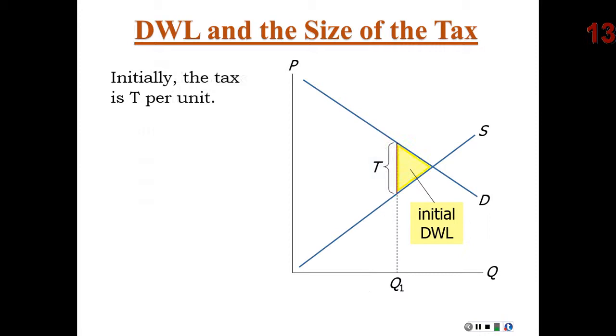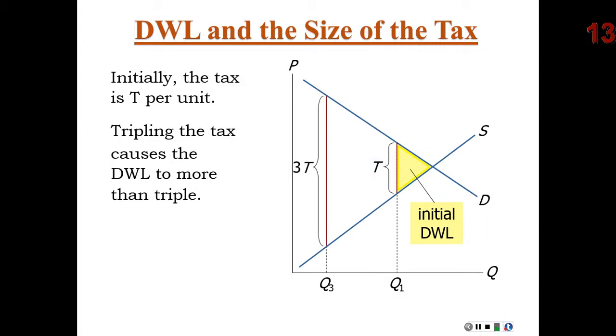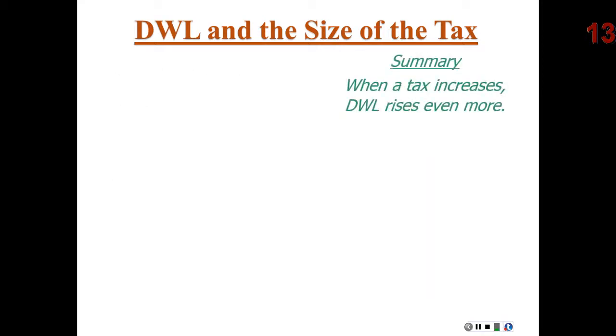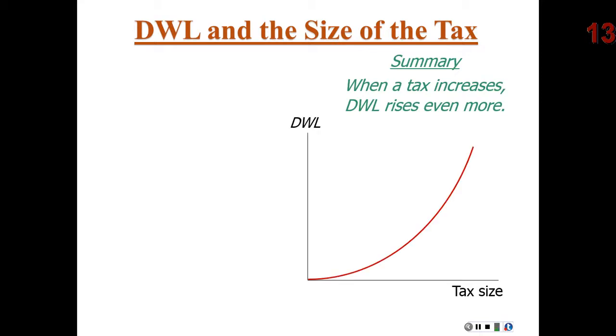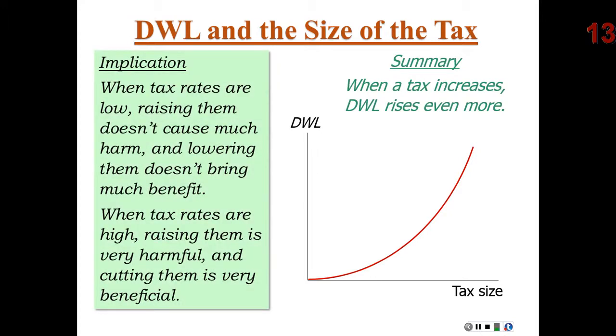And if we tripled the tax, the deadweight loss would more than triple, just because of the shape of the supply and demand curves. So the relationship between the size of a tax and the deadweight loss is actually an exponential relationship. When tax rates are low, raising them doesn't probably cause much harm, and lowering them doesn't bring much benefit. But when tax rates are already relatively high, raising them can be extremely detrimental and very harmful. And if they're really, really high, slashing the tax rate could actually be very beneficial. But again, it depends on the relative starting point.